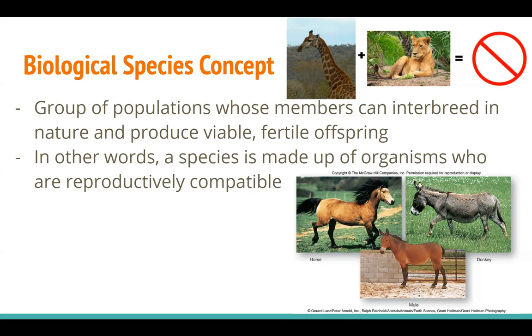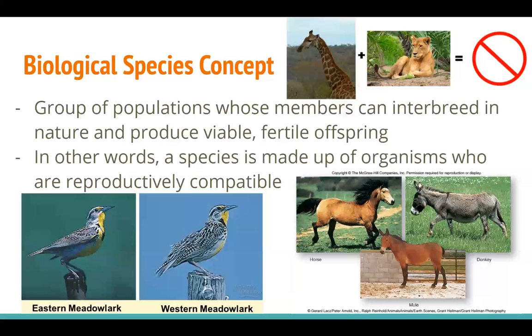A horse and a donkey can interbreed. Their offspring is a mule. But mules cannot reproduce with other mules. They are sterile and they cannot breed. The only way to make a mule is to mate a horse and a donkey. That's the only way you get more mules. So a horse and a donkey can reproduce, but their offspring are not viable and fertile. Well, they are viable, they're not fertile. Viable means they will develop into a healthy adult, so mules will be a healthy animal, but they're not fertile. They can't continue to reproduce. And so because their offspring are not fertile, horses and donkeys are considered separate species.